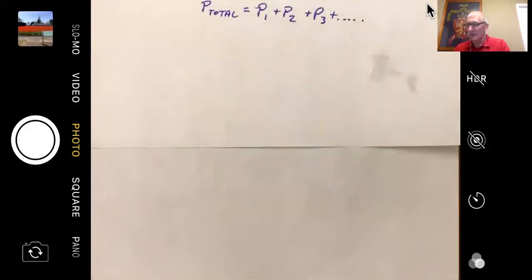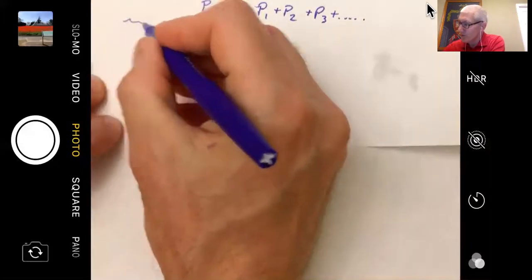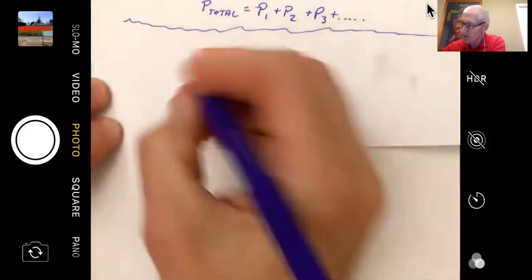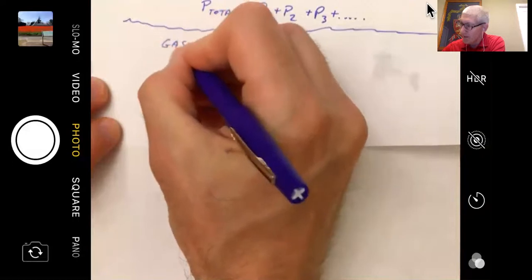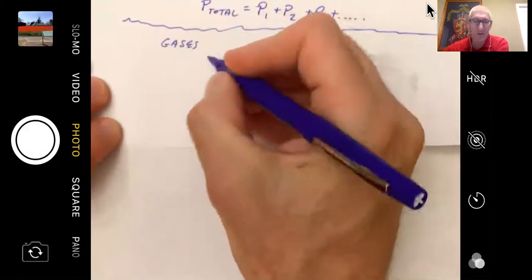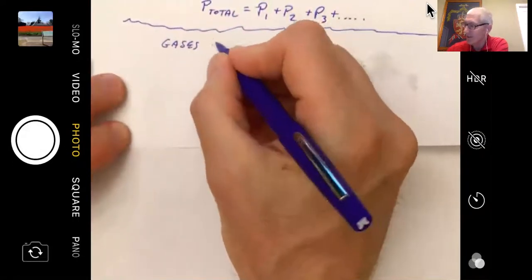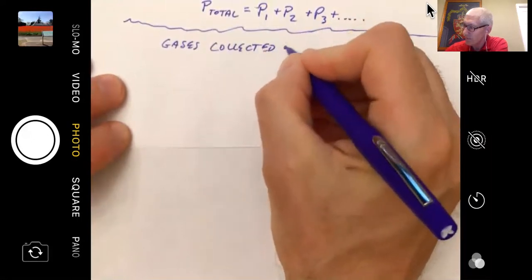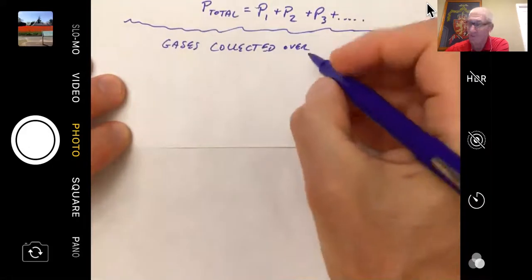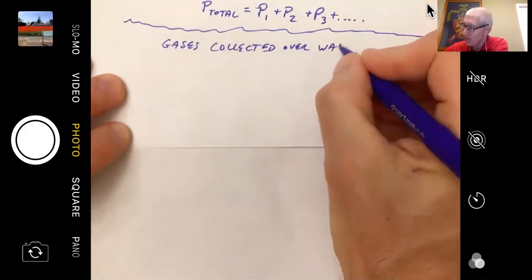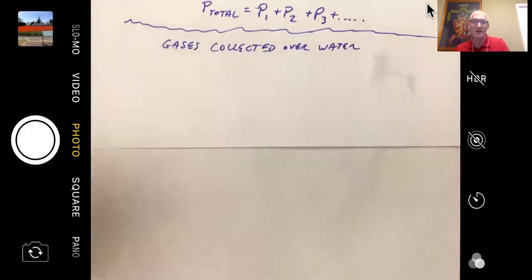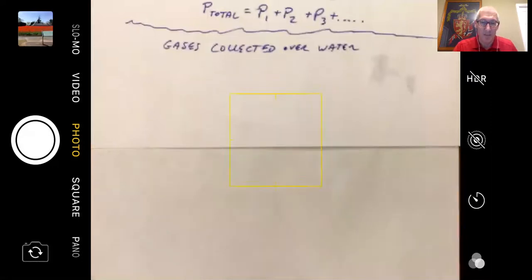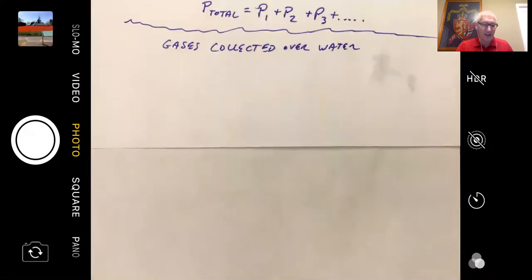Now the next part involves using this Dalton's law of partial pressure. And the reality is when we do experiments with gases, oftentimes gases are hard to collect. Sorry about that beeping noise. Let me turn off my email. So when we collect a gas, sometimes we have to collect it over water.